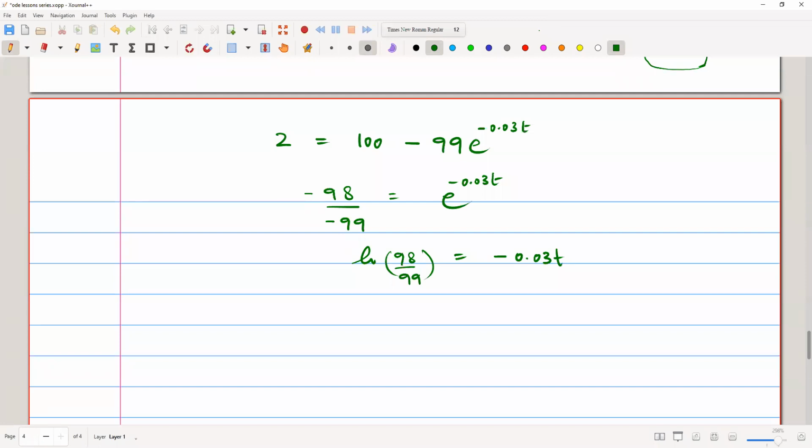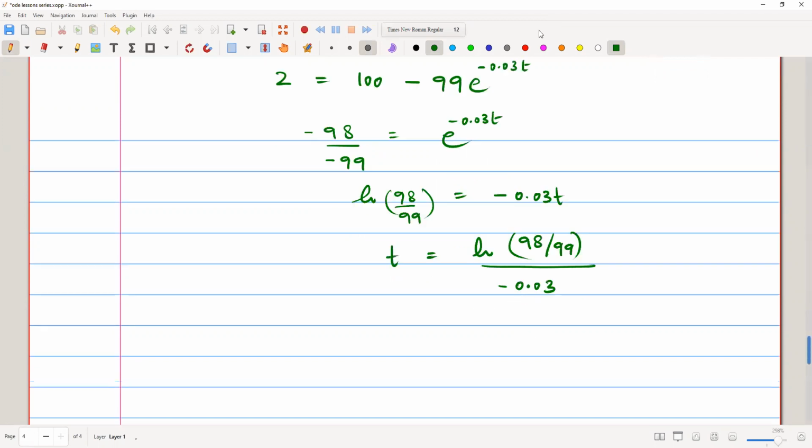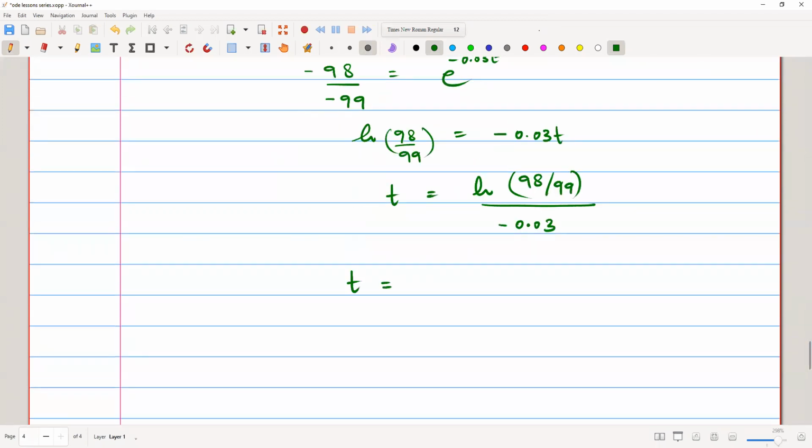Negative 0.03t, and we can simply write ln(98/99). This will be some negative value because it's less than 1, divided by negative 0.03. So we will get t equals 0.338 minutes.